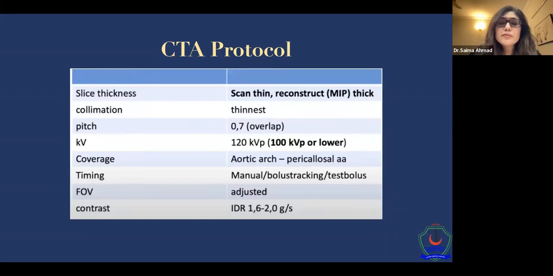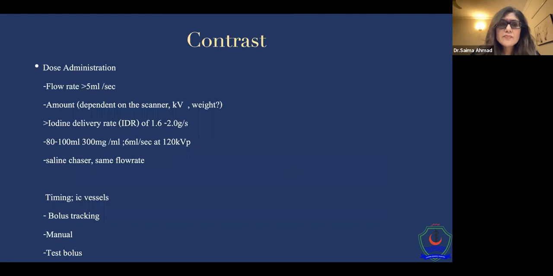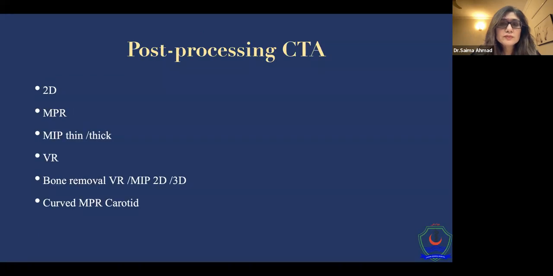And sometimes if the timing is not proper, you see the venous enhancement, and you may confuse it with the arterial one. And of course, with the iodine delivery rate, which is 1.6 into 2 grams per second. So this is about the contrast, how you chase the contrast here, how much flow rate, and about the quantity of the contrast which you are going to use.